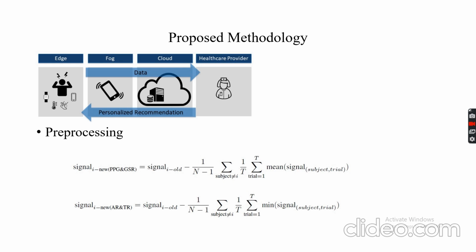When the signals are recorded, we need a preprocessing step. In our proposed preprocessing step for PPG and GSR signals, in order to reduce the subject-related differences, we subtract the mean of the raw signal of the trained subjects from the train and test signals. For the respiratory signals, we subtract the minimum value of the signal to normalize it.